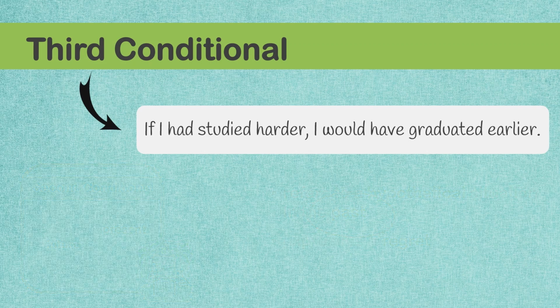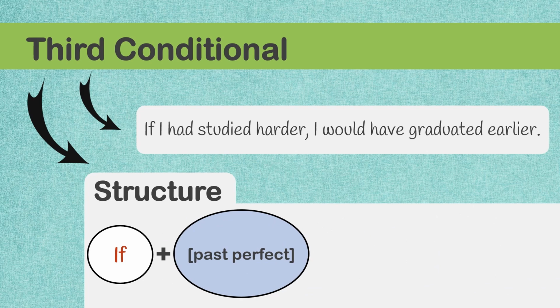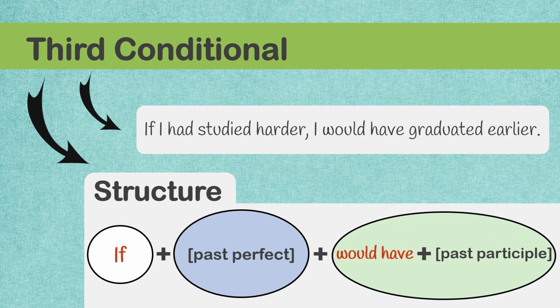Let's now look at the structure that makes this a third conditional sentence. To form third conditional, we use the word if, followed by the past perfect tense. Then, to form our second clause, we use the phrase would have, along with a past participle. And finally, we can see that a comma is used to separate our two clauses.